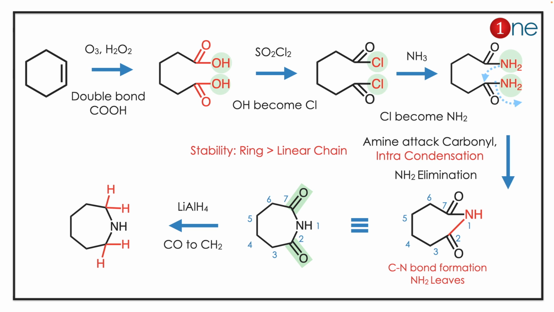Then the possibility of intracondensation. You have amine and carbonyl group. So intracondensation is possible. So you have a new 7-member ring. Then you are using lithium aluminum hydride. It converts carbonyl into CH2. You have the final 7-member cyclic amine.